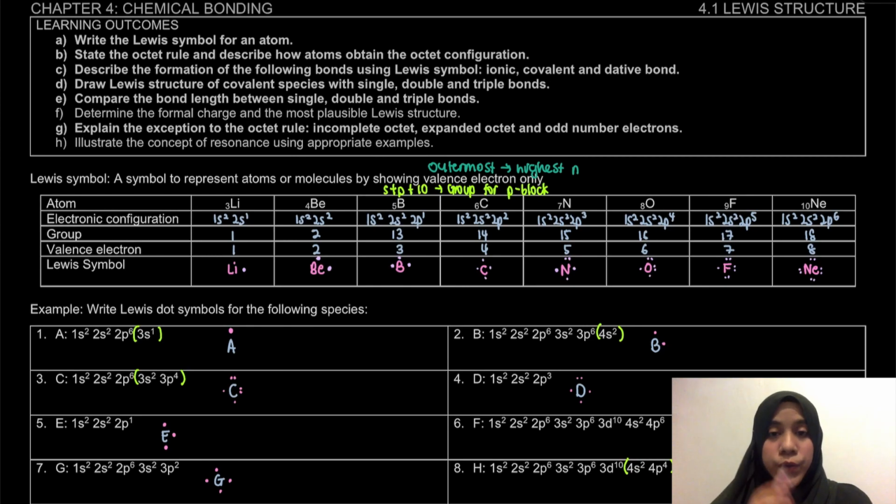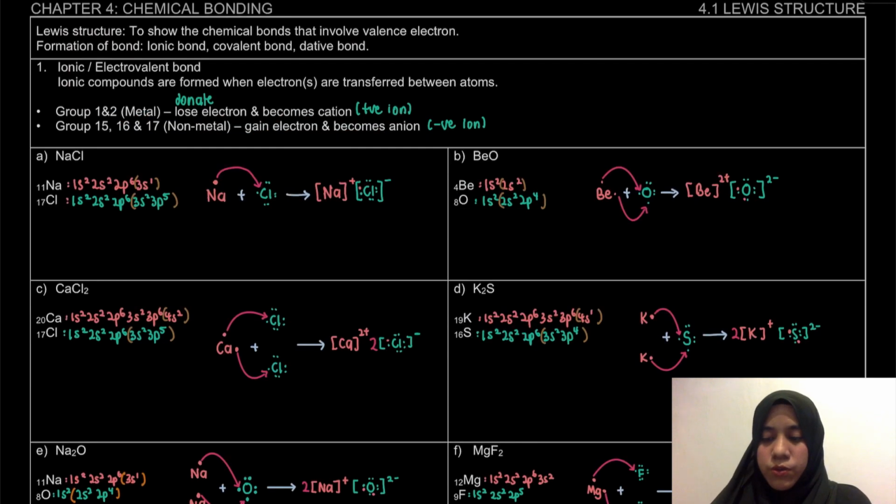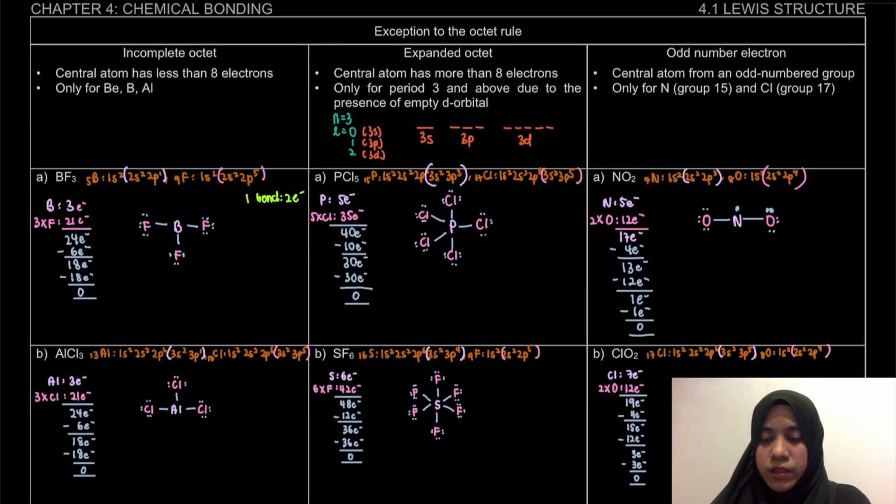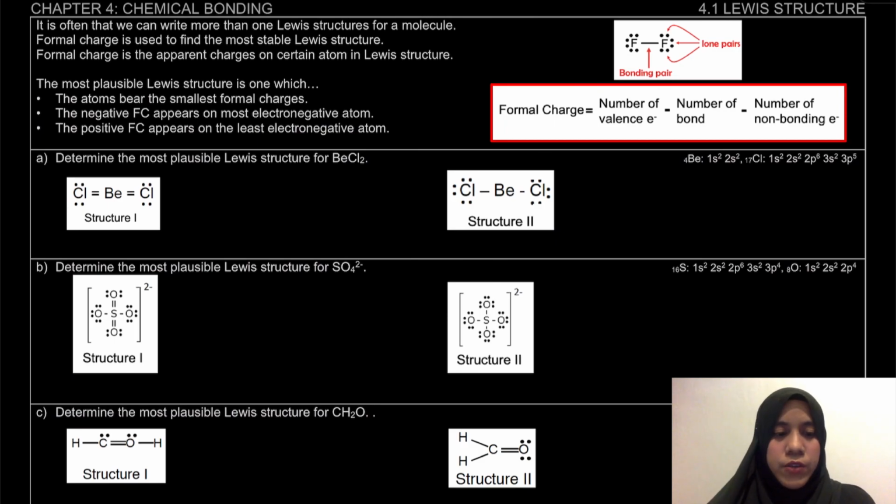In this video, what we're going to learn is how to determine the formal charge and the most plausible Lewis structure. On your notes, it will be on page 7. Here it mentions that we can often write more than one Lewis structure for a molecule. If we have more than one possible Lewis structure, which one is the most stable? Which one is the correct or accurate representation of the Lewis structure of a molecule?